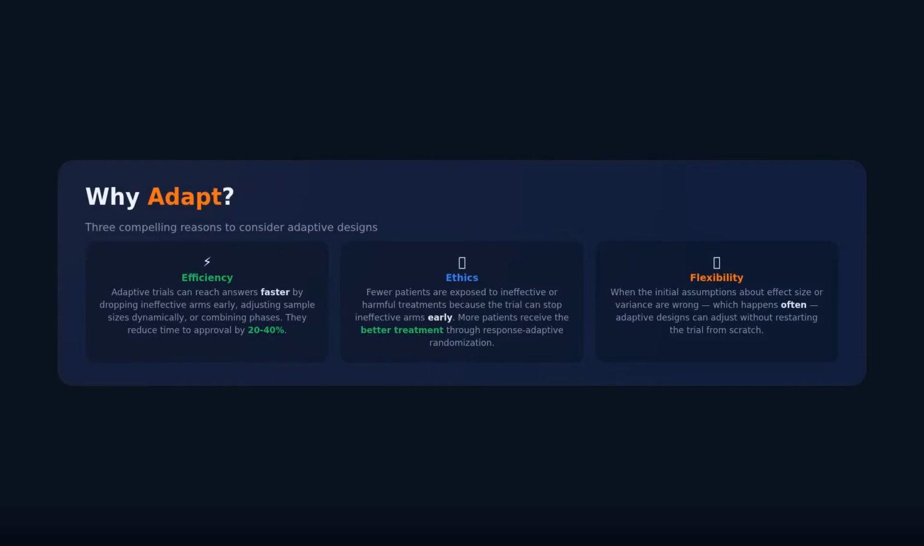Why adapt? Efficiency: adaptive trials can reach answers faster by dropping ineffective arms early or combining phases. Ethics: fewer patients are exposed to ineffective treatments, and more receive the better treatment. Flexibility: when initial assumptions are wrong, adaptive designs can adjust without restarting.